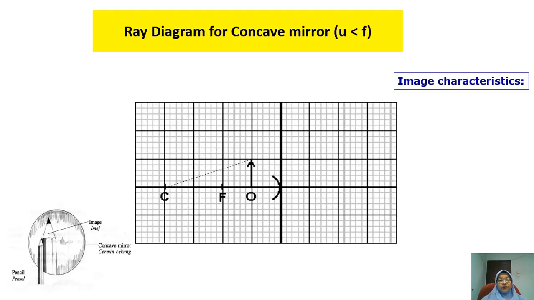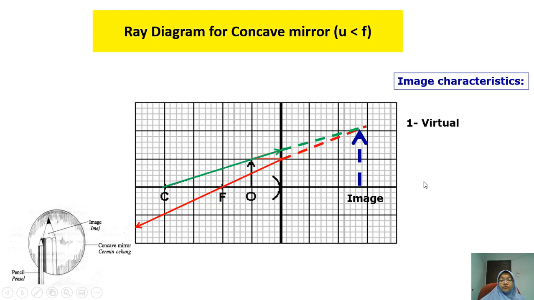And the last part is for the concave mirror, U less than F. So this is U less than F. What you do is we draw the line that goes to F. Another one is from C, goes to the object, goes to the mirror, like this, and we extrapolate backward. So this is the location of the image, right? So virtual, upright, and magnified.